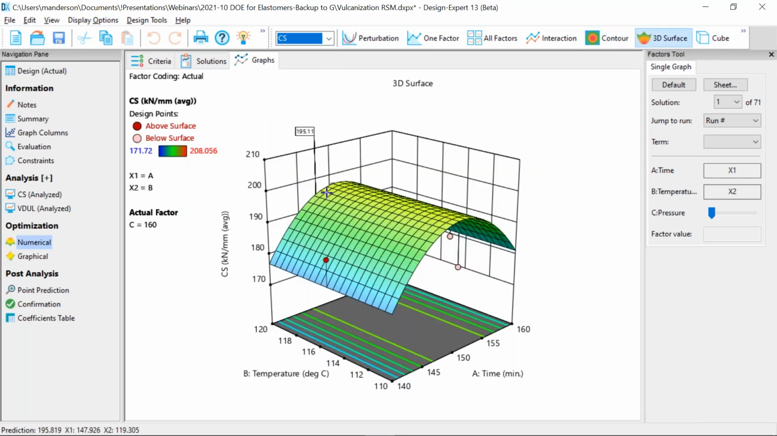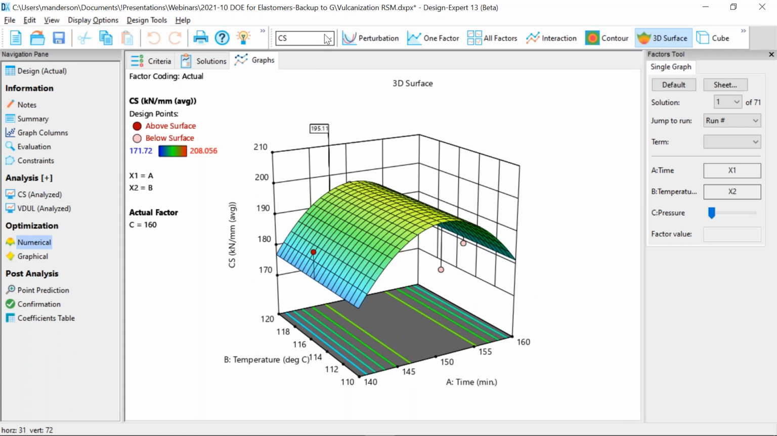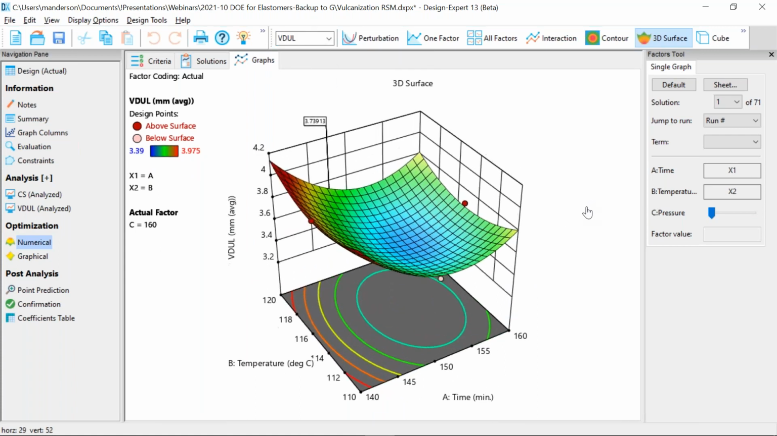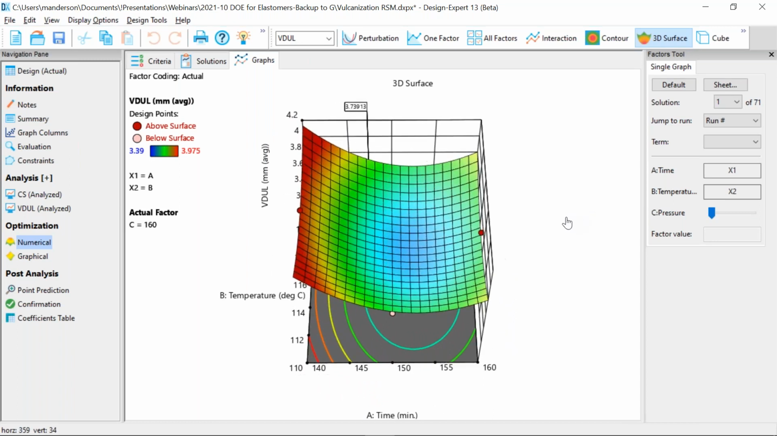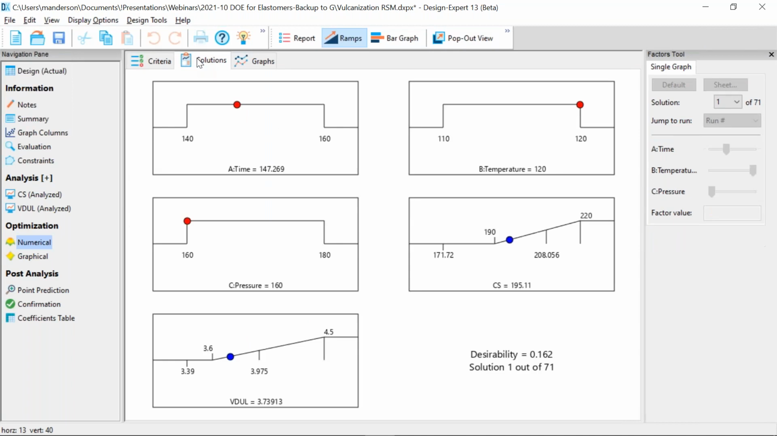So let's say here's a flag and 3D surface. It's really just a function of A. You can see on this curved side. That's the only thing that really mattered for the CS. And for the VDUL, it was a combination of all three factors. And we want to set down here to get the combination of both the CS and the VDUL, above their minimums.